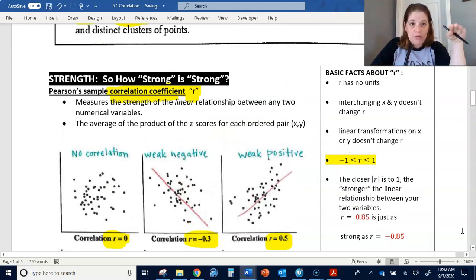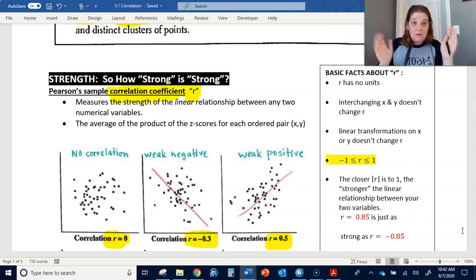So a couple of features about R. First off, R has no units. R is a mathematical absolute value kind of number. It has no units, so R is not measured. It's not a percentage. It's not feet or inches or anything like that. Also, if you interchange your X and Y, the R doesn't change. So if I put amount of alcohol on the x-axis and someone else puts body temperature on the x-axis, our two R values will be the same because of the way this is calculated.